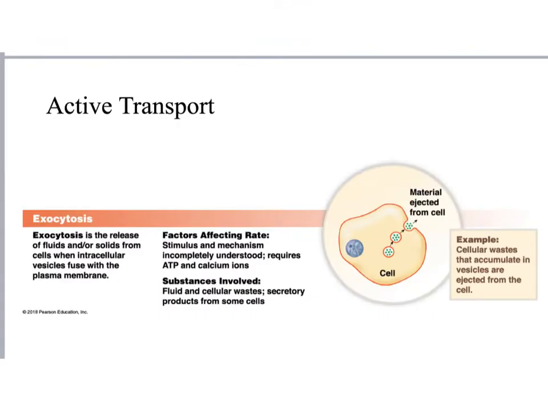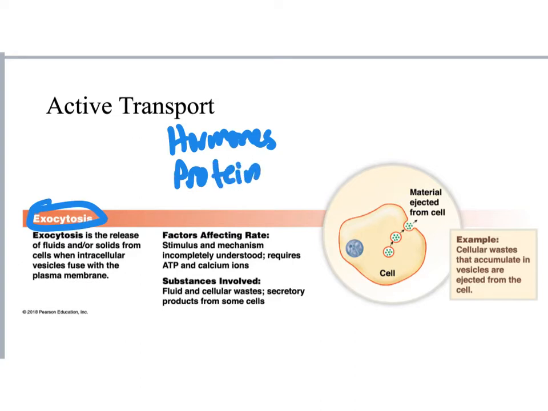So the next one is just showing exocytosis, which is moving things out of the cell. So very similar process to endocytosis, but it's working in reverse. This might be, for example, hormones that are made inside the cell that need to get out of the cell. That might happen through exocytosis. Other proteins that are made inside the cell that need to be released into the blood supply might also happen through exocytosis.